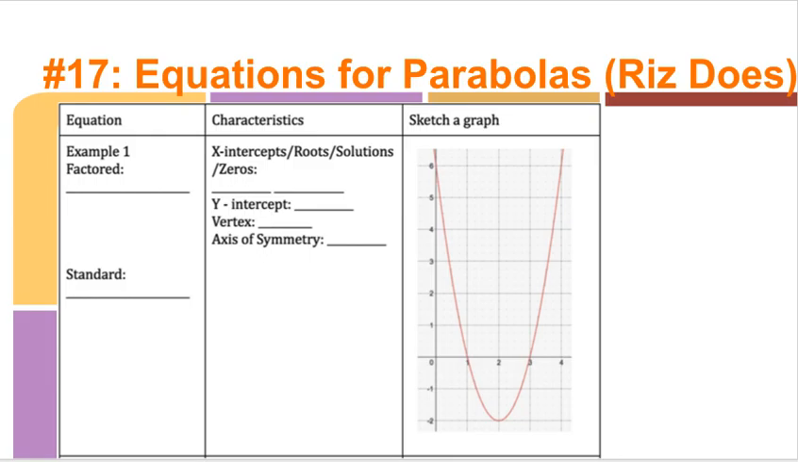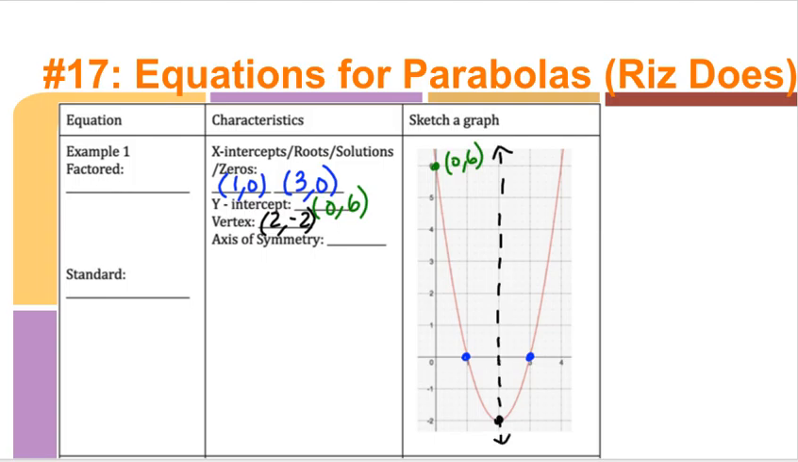So here's the first example. We see the graph, and then we're actually going to work backwards to the equation. So if I look at the graph, I notice that there's an x-intercept here, and there's an x-intercept here. So my x-intercepts are (1, 0) and (3, 0). Okay, I've got my y-intercept that's up here, which is (0, 6). I've got my vertex, which is down here, and that's (2, -2). And my axis of symmetry is that line that splits everything in half, which is x equals 2.